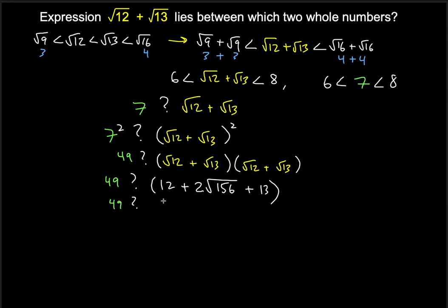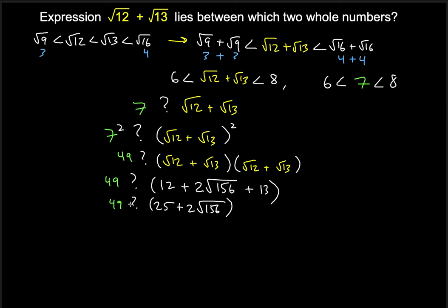So 12 plus 13 is going to be 25, right? So 25 plus 2 radical 156. Okay, so now what we can do is, we want to have as much of the same material on both sides as possible in order to see what the difference is, in order to compare them properly, right?